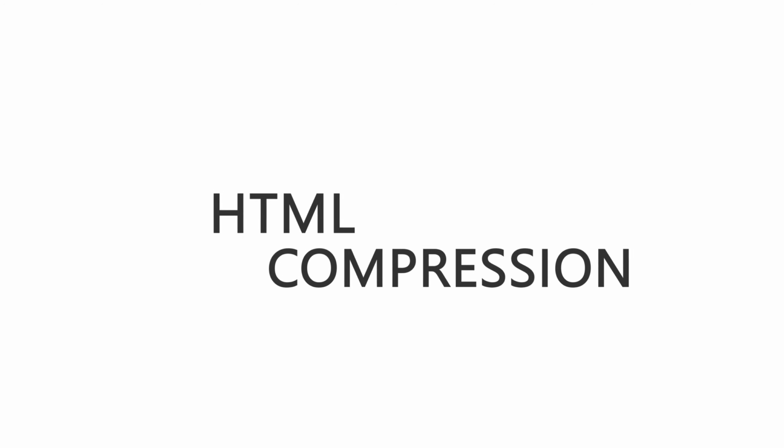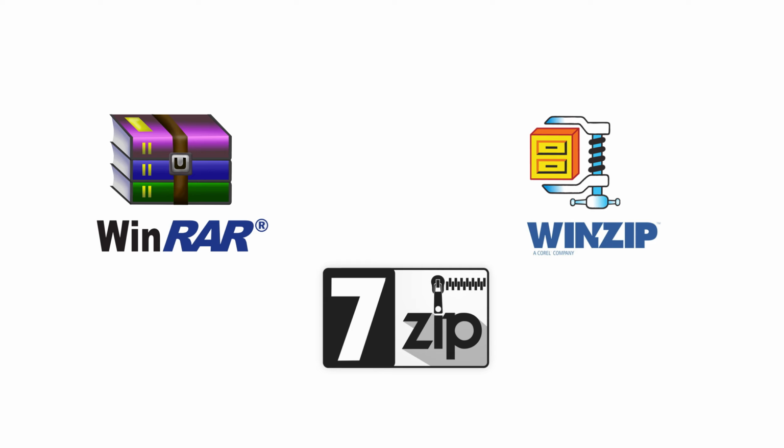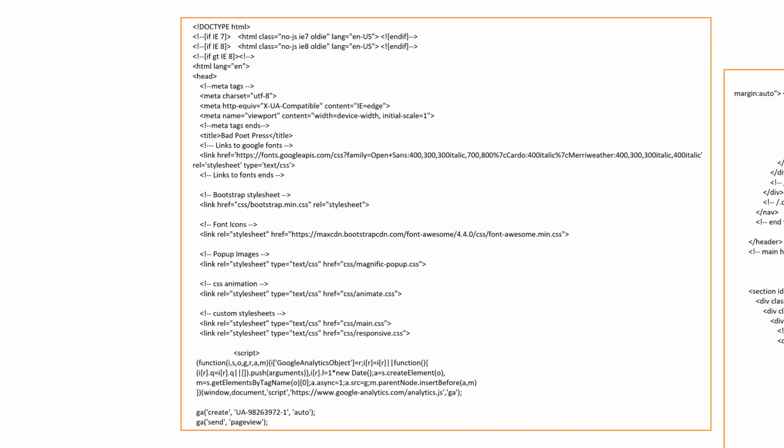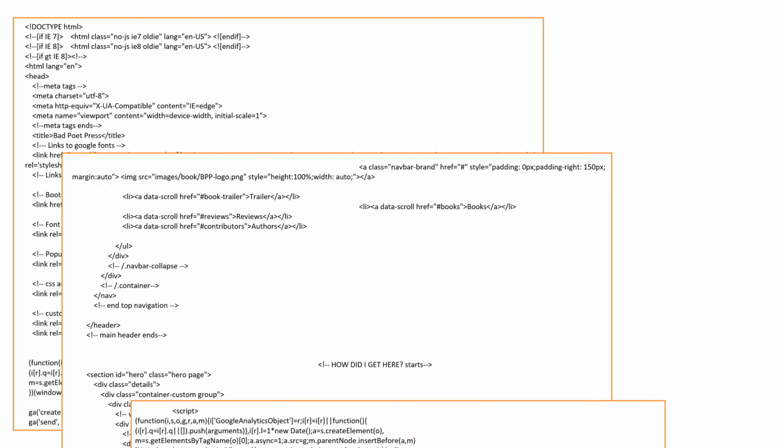HTML compression is a technique that we all know from archiving files and directories with archive compression programs like WinZip, WinRAR, 7-Zip, and others. What HTML compression does, basically, is it takes your HTML code, looks for similar strings within it, and replaces them with shorter strings, resulting in less code and therefore smaller file size.